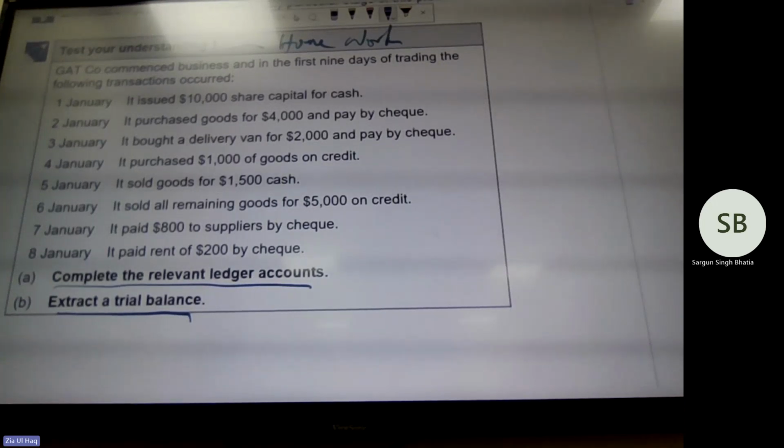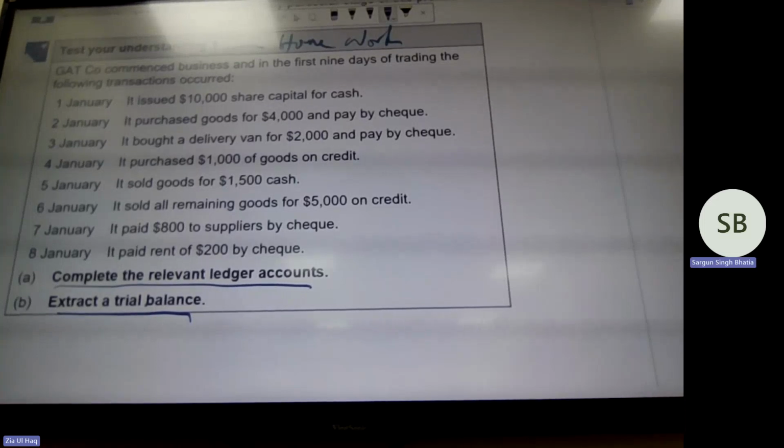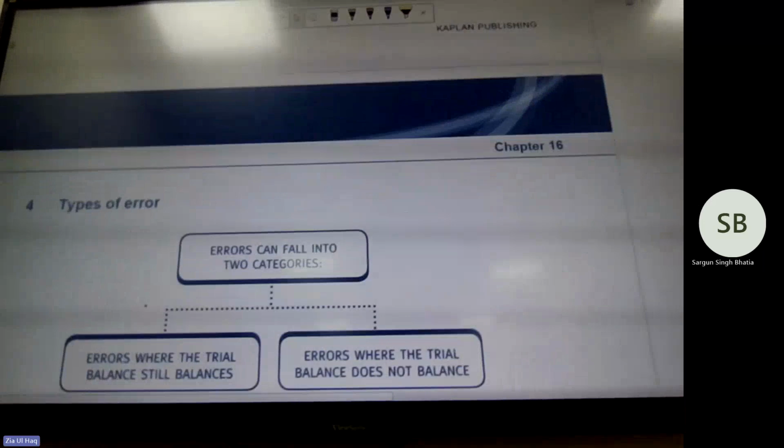It will take too long, so you can solve this by yourself. For every entry, record the journal entry, and then prepare the ledger, and then from the ledger balances you need to prepare the trial balance, and the trial balance debit and credit totals should be the same. The answer is available in the book. If there is any issue, you can check from here.